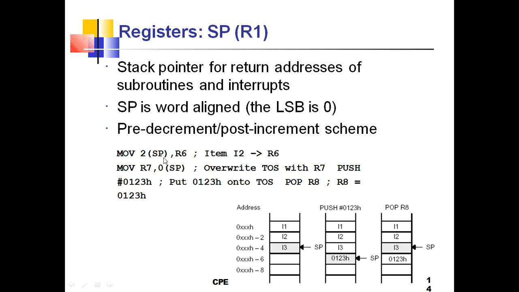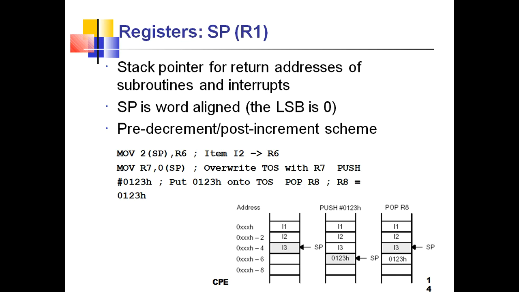Here, move 2(SP), R6 means the contents at offset 2 from SP are stored into R6. Move R7, 0(SP) means 0 plus SP: it overwrites the top of the stack with R7, doing the push operation. Next, #0123h puts 0123 on top of the stack. Pop R8 means it extracts the data back to the previous place.